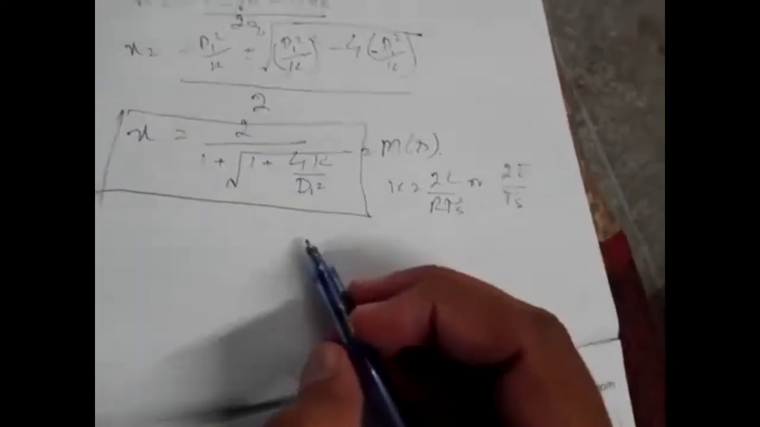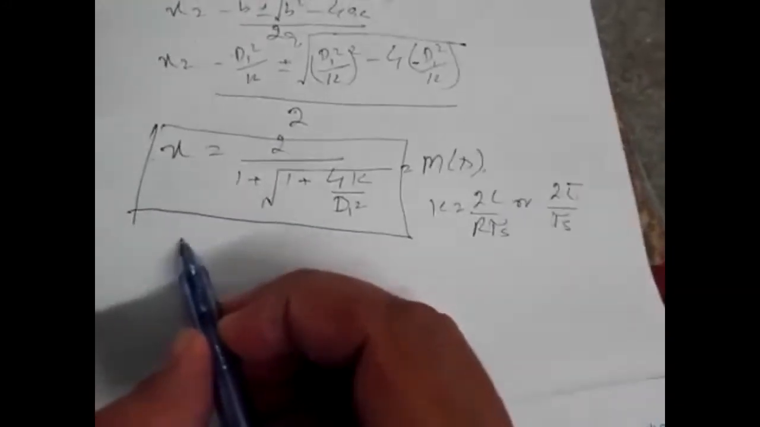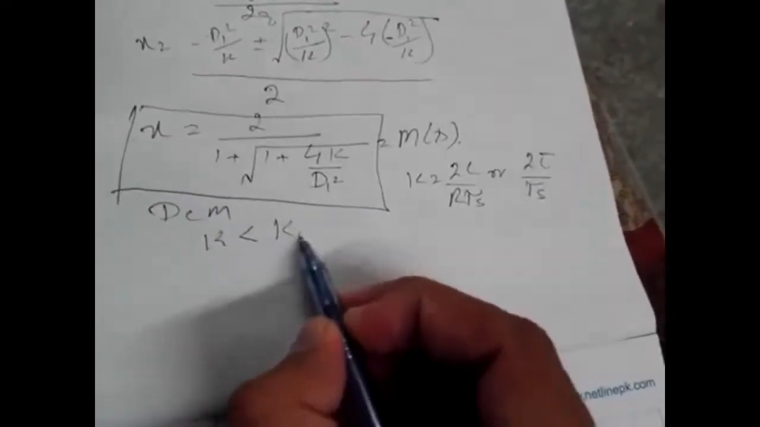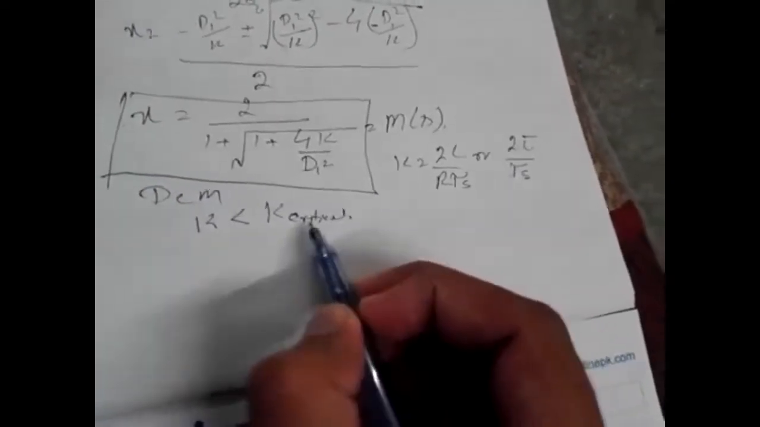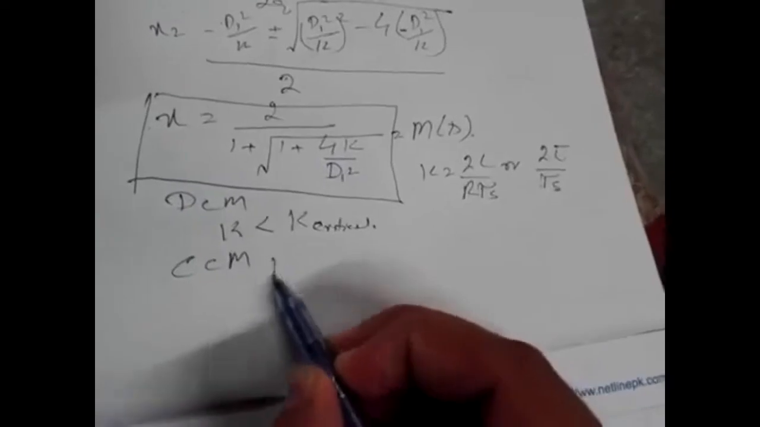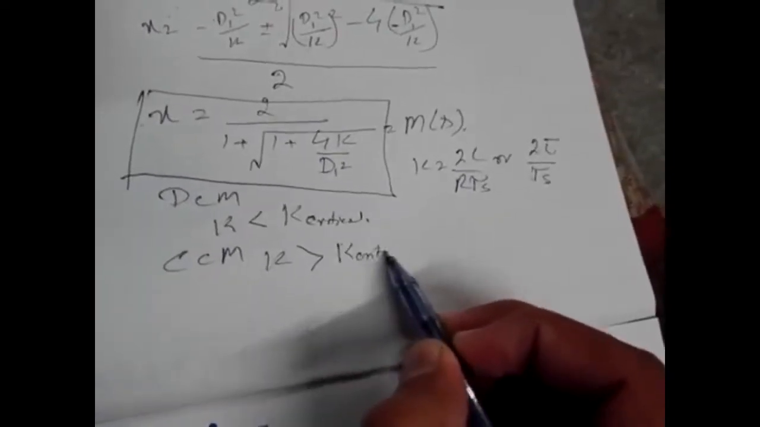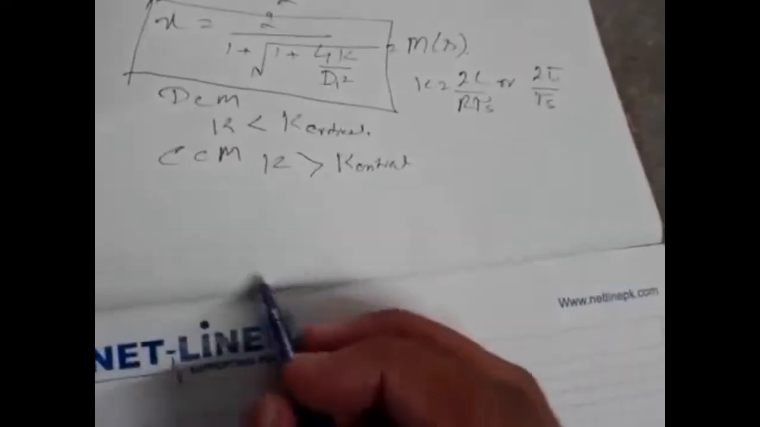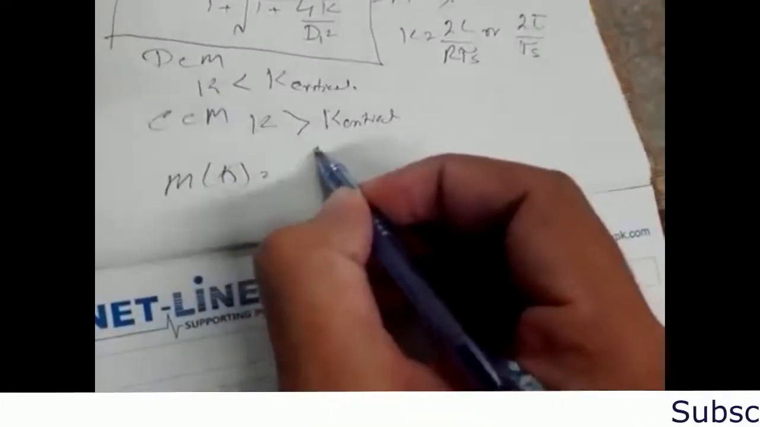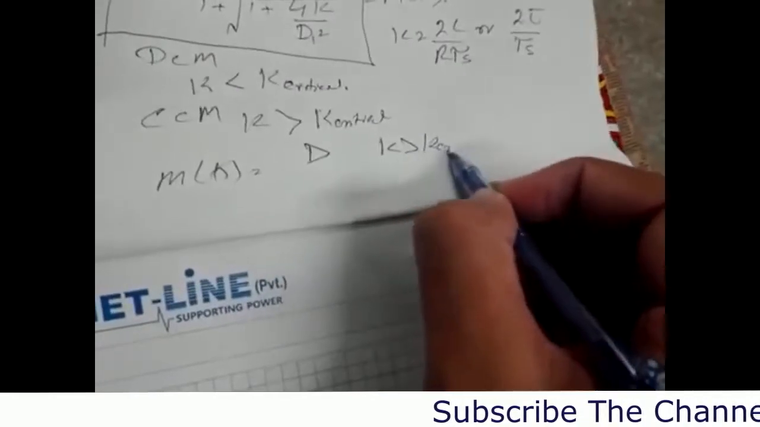Now this is applicable for DCM, and in DCM we know that K is less than K critical. So care must be taken in doing such type of equation. Now for CCM we know that K is greater than K critical. So we get a conversion ratio M(D) equal to D for K greater than K critical.